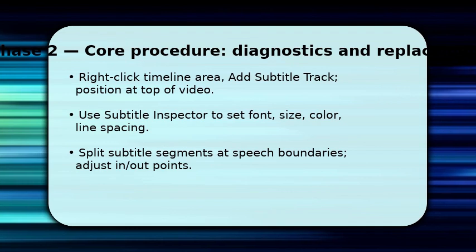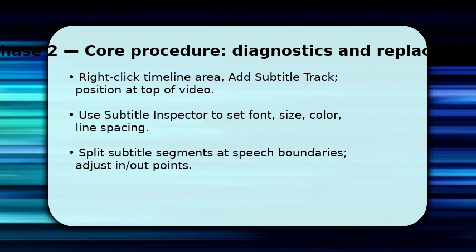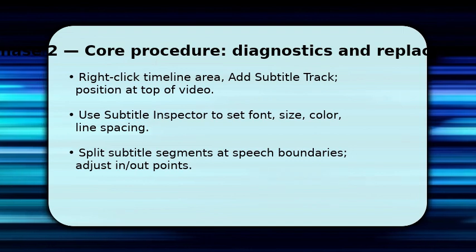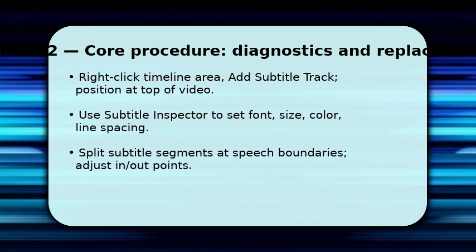Create a segment, type the text, and use the inspector to set font, size, color, and safe area positioning so text never overlaps important visuals. Split segments at natural pauses and adjust in and out points to match syllables. This improves readability. Remember to keep lines short and use commas and dashes to preserve spoken cadence for the viewer.